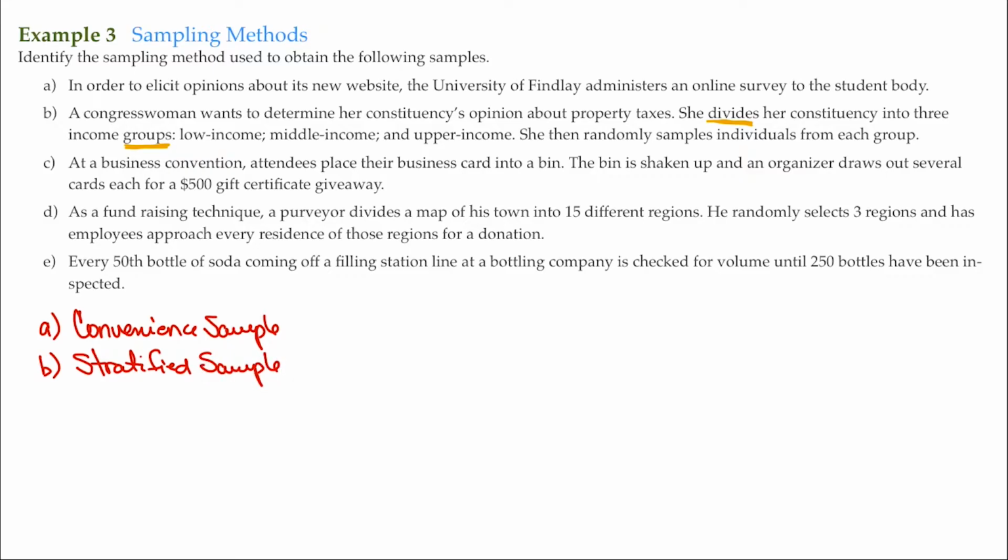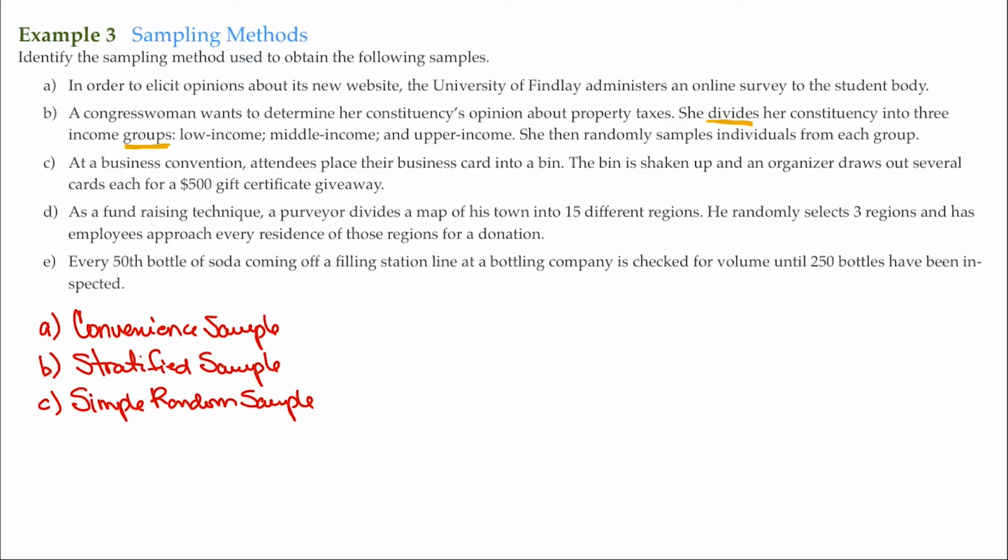For C, at a business convention, attendees place their business card into a bin. The bin is shaken up and an organizer draws out several cards, each for a $500 gift certificate giveaway. So this is just a simple random sample. It's similar to putting names in a hat, shaking up the names and then drawing from the hat. That's where every individual has an equally likely chance of being selected as anybody else.